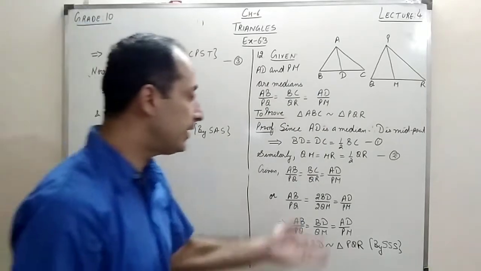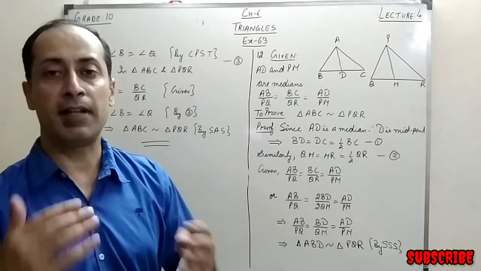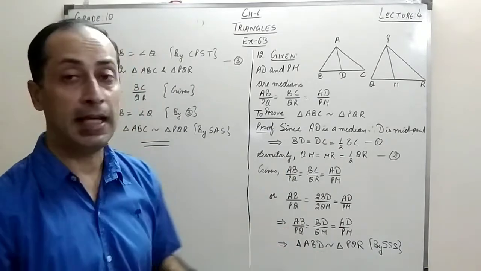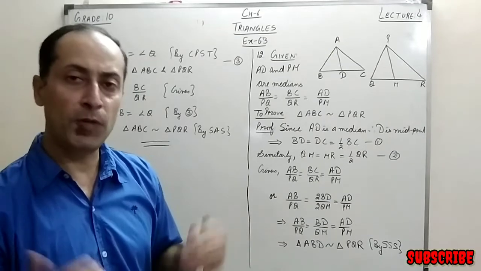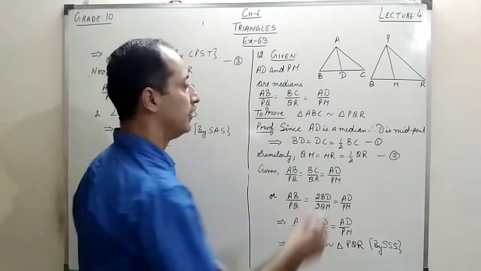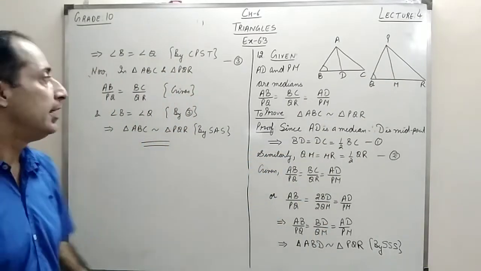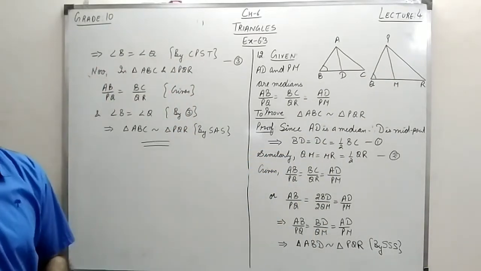Now, when we say that the triangles are similar, obviously the remaining parts, that is in this case the angles, will be equal. Now what do we require? We only require this angle. That angle B is equal to angle Q. So therefore, what we have written: angle B is equal to angle Q by CPST.